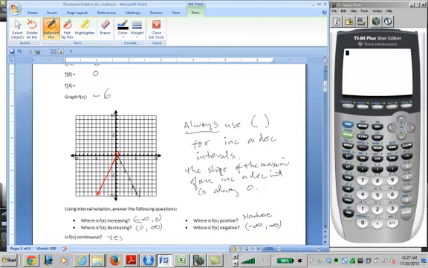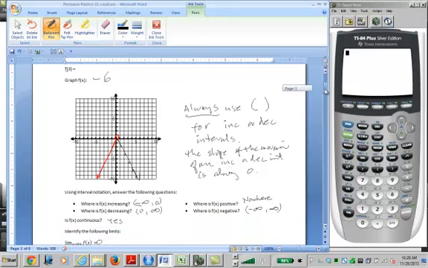Now where is f of x positive? Nowhere. And where is f of x negative? Again, we're talking about an interval of x. So from negative infinity to positive infinity, f of x is negative. So from where x equals negative infinity to where x equals positive infinity, the graph of f of x is always negative.